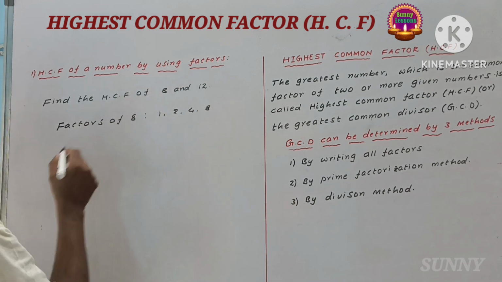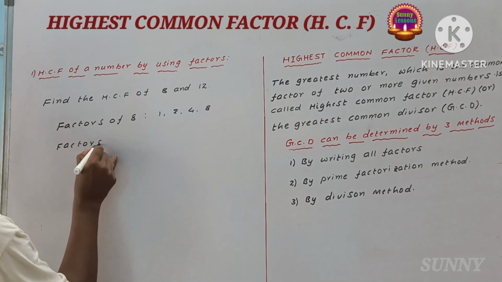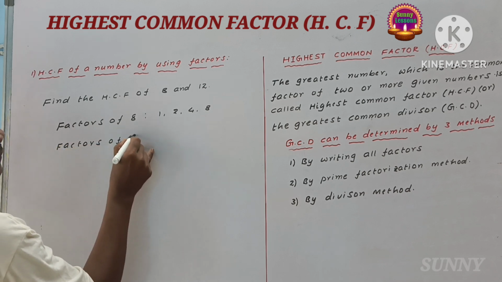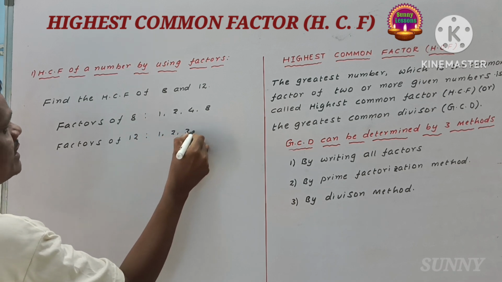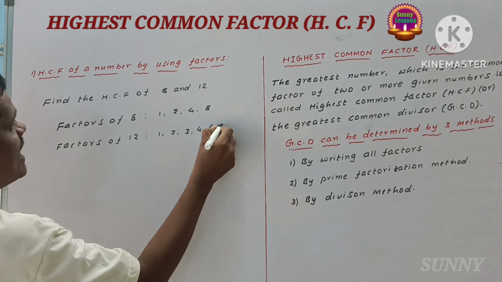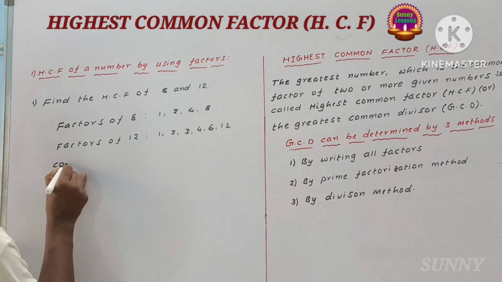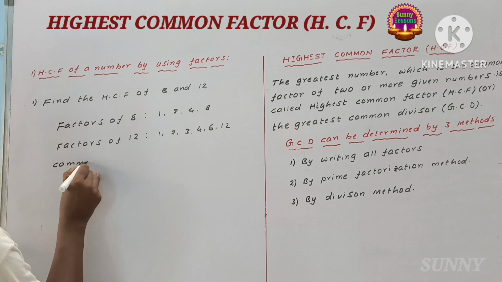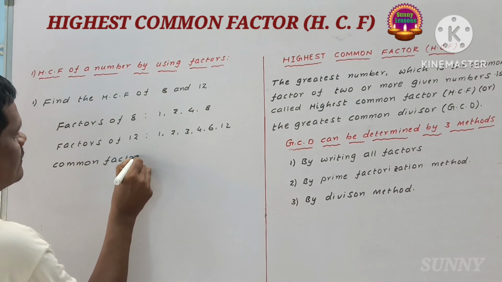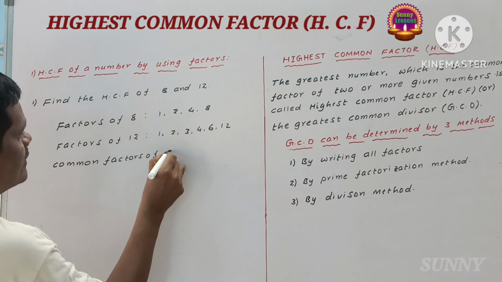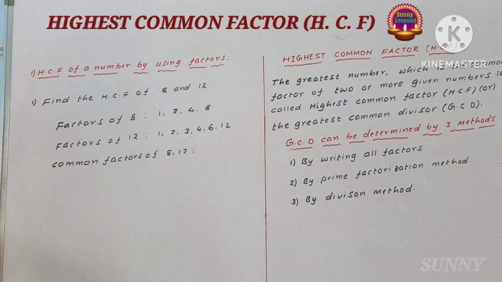Next we have to write the factors of 12. What are the factors of 12? 1, 2, 3, 4, 6 and 12. The common factors of 8 and 12. What are the common factors of 8 and 12?